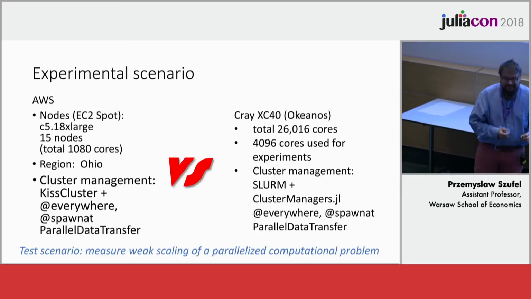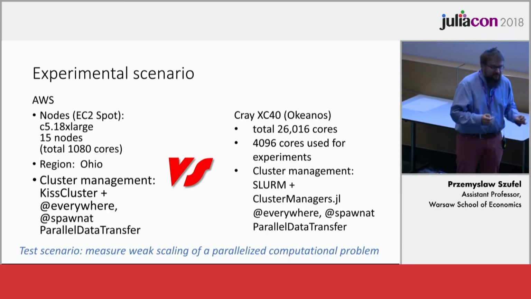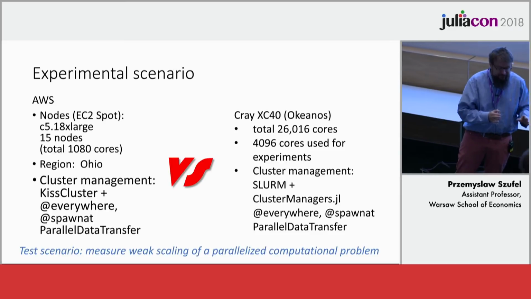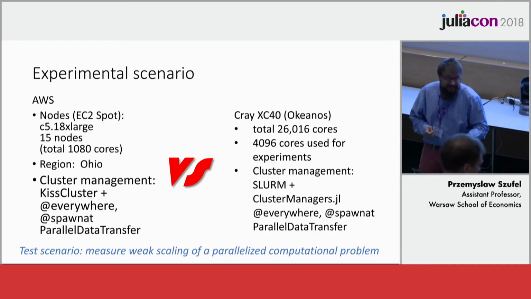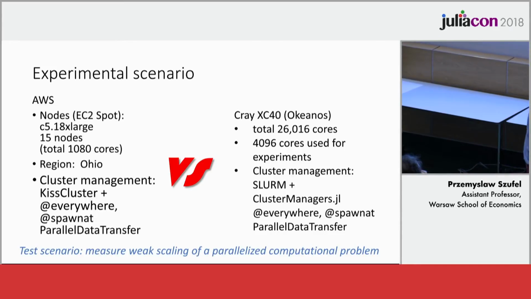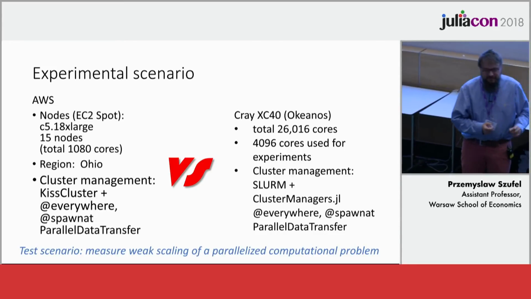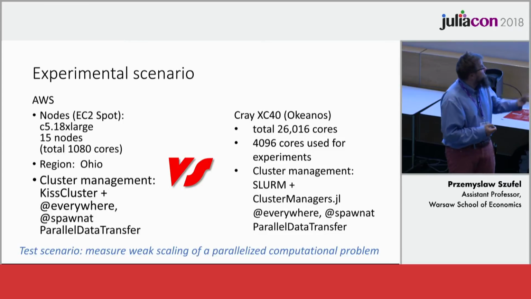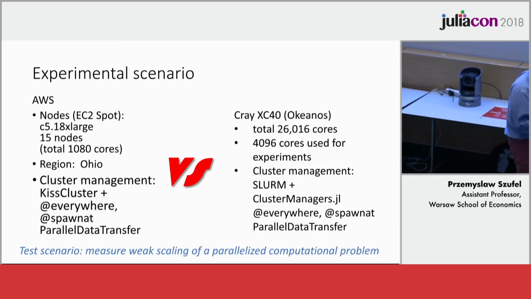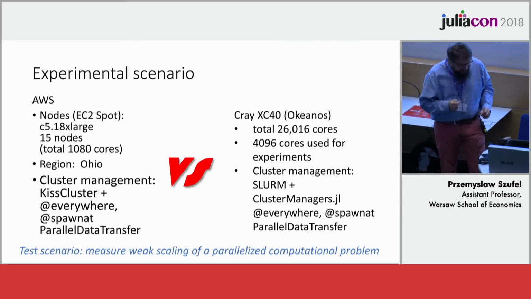And the other cluster was a Cray machine. It's on the list of top 500. I think it's now the 300, it has the place 300 in the world. This is the server that has a total of 26,000 cores. I've been using for these experiments up to maybe not the entire Cray machine, but up to 4,000 cores. And I'm going to show you how Julia is scaling.